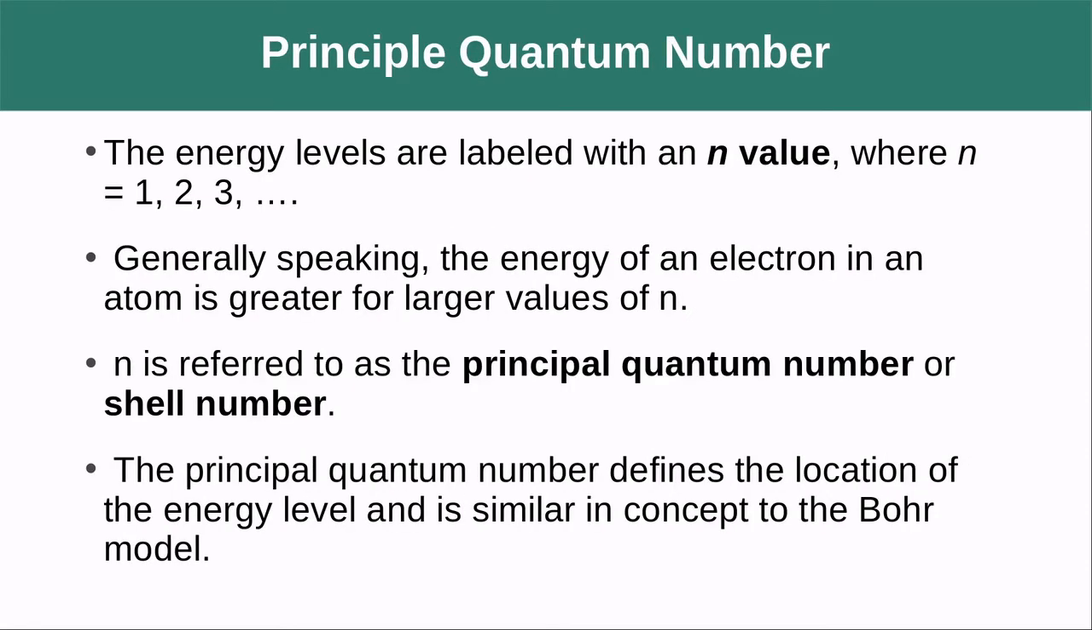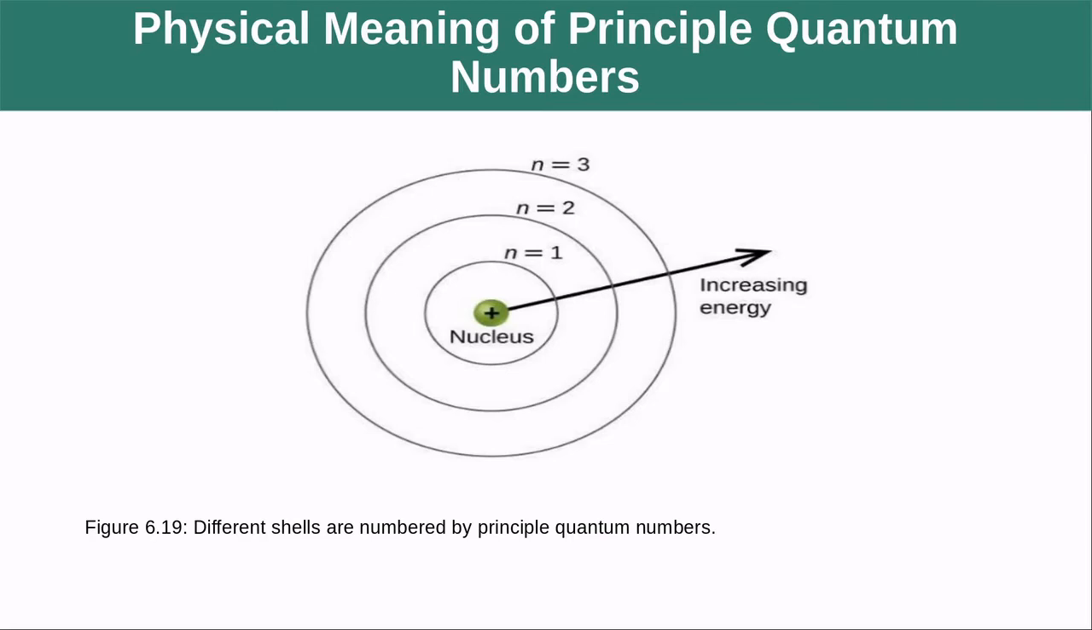The energy levels are labeled with an n value, where n is some integer. Generally speaking, the energy of an electron in an atom is greater for larger values of n, and that usually means that the electron is farther away from the nucleus. n is referred to as the principal quantum number or shell number. The principal quantum number defines the location of the energy level and is similar in concept to the Bohr model. So here you can see as n goes up, you're getting further and further away from the nucleus.